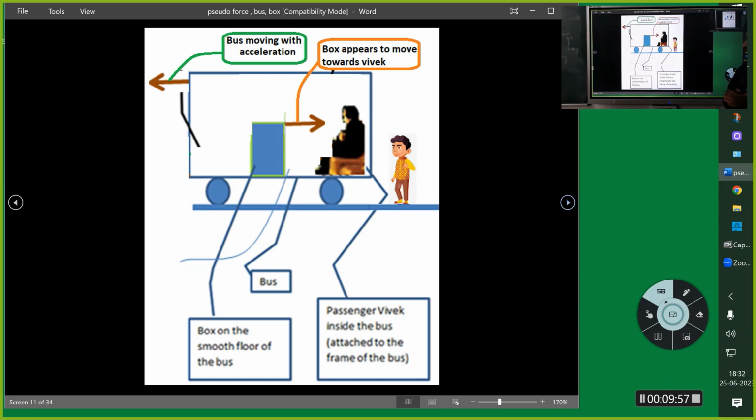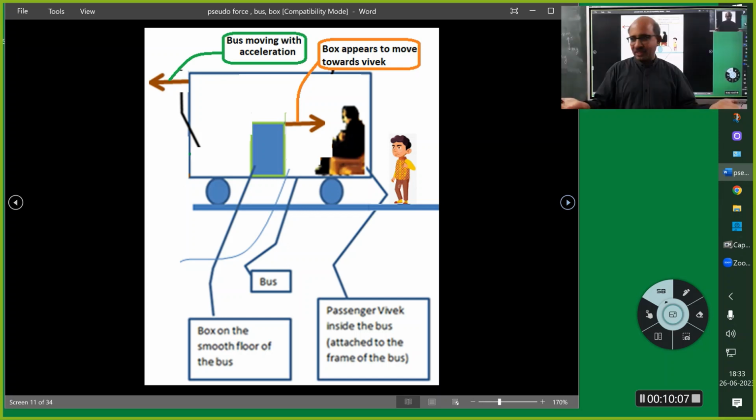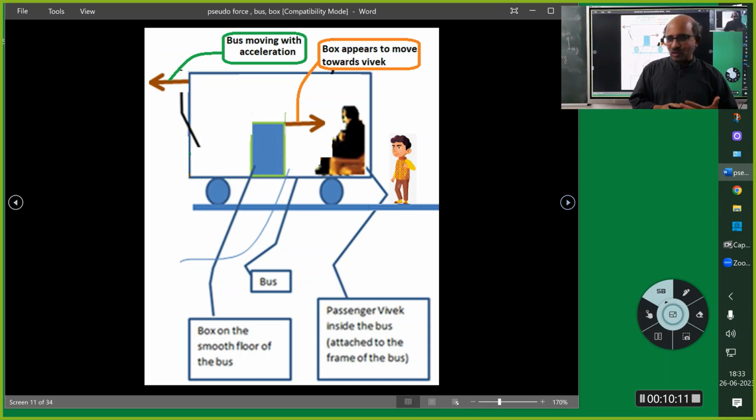Is that clear? Yes, sir. So this is the condition. Okay? But Vivek is somebody like you who knows Newton's laws of motion. Inside the bus he doesn't know that the bus is accelerating, but he sees the suitcase accelerating towards him. Correct? So Vivek will be amazed, he will be puzzled.